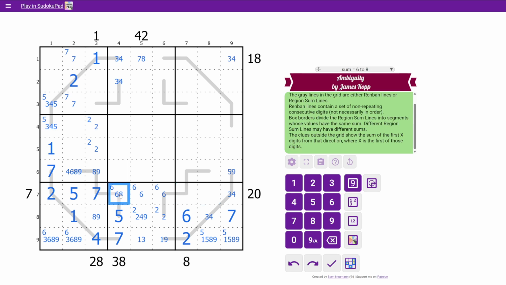This is a 6. This is a 3. This is an 8 or 9. Now, there could not be a 7. If this was a 3 and this was 8, 9, there could not be a 7 anywhere on this line. So it would have to be a Regent's Son.